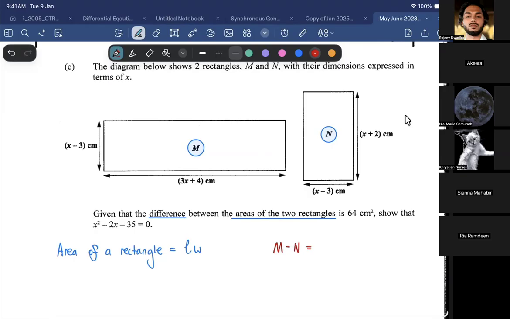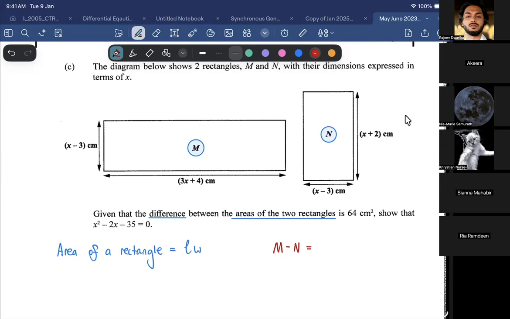The diagram below shows two rectangles M and N with the dimensions expressed in terms of x. Oh, you gotta read that. Just move on straight to the other part. Given that the difference between the areas of the two rectangles is 64 centimeters squared, show that x squared minus 2x minus 35 is equal to 0. All right, so Christian, you see the answer to my question. What is M minus N gonna be equal to? X? Nah.